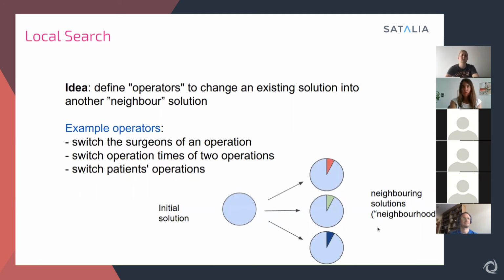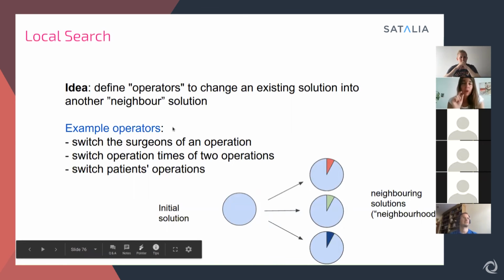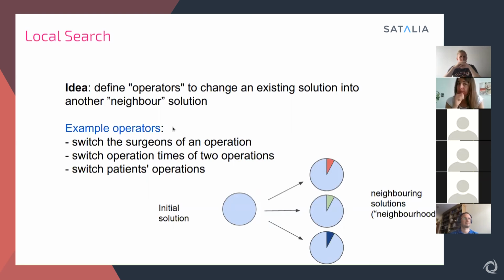So I'm going to present one such solving approach that is one of the most basic ones. It's called local search. The idea is that you define something called an operator. This operator changes an existing solution. It makes a small change, and then you have a new solution, which is typically called the neighboring solution. An example for these operators could be that you might switch the surgeons that have been assigned in an operation. You might switch the patients. You might change the operation times, and you see what happens.